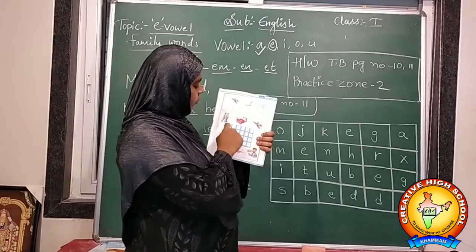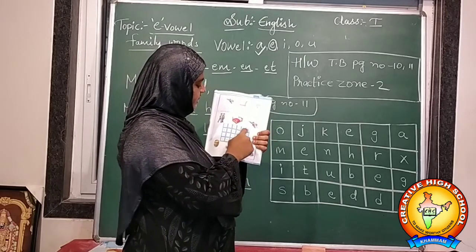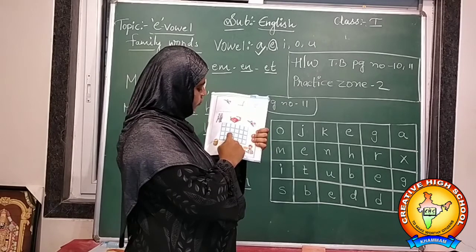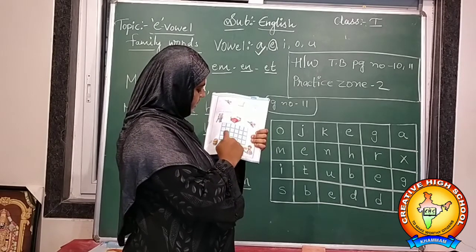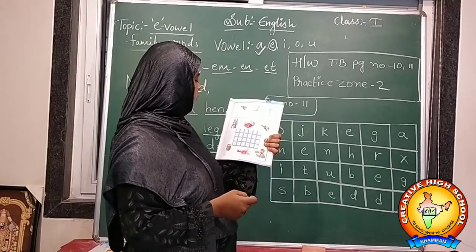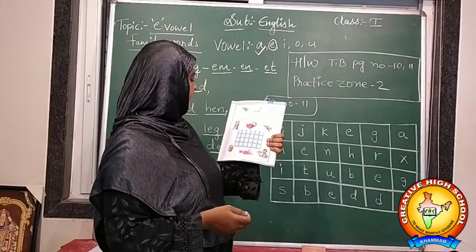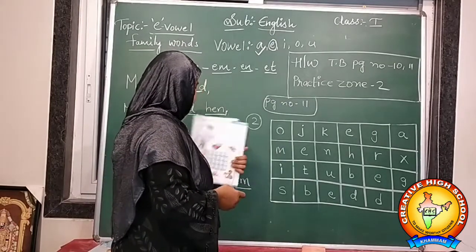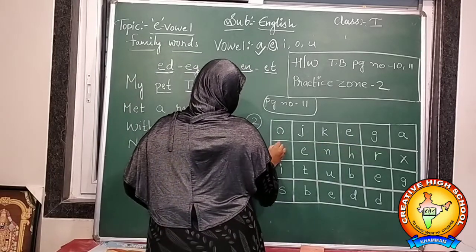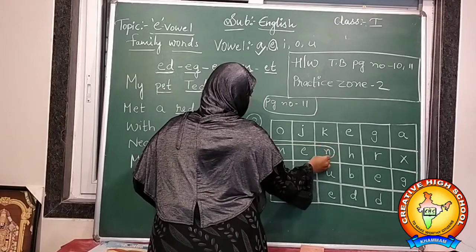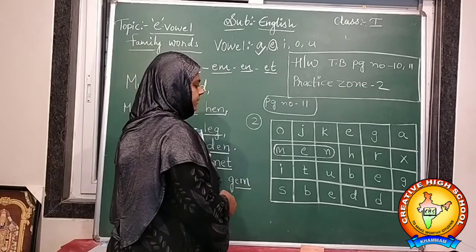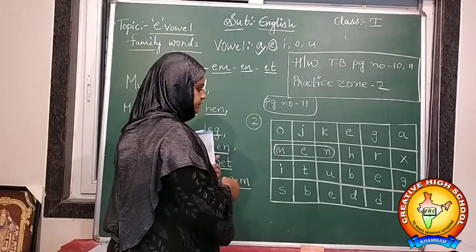Got it? O J K E G E M E N H R X I T U B E G S B E D D T. Can you tell me what the words are? Can you circle the E sound words? So the first picture is men. Can you see any men sound here? Yes, M E N. You can circle like this. M E N, men. Got it, everybody? Did you all understand that one?